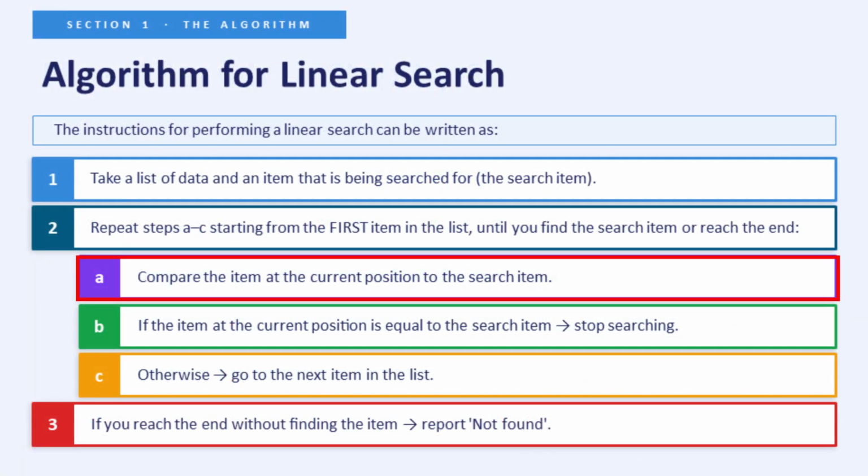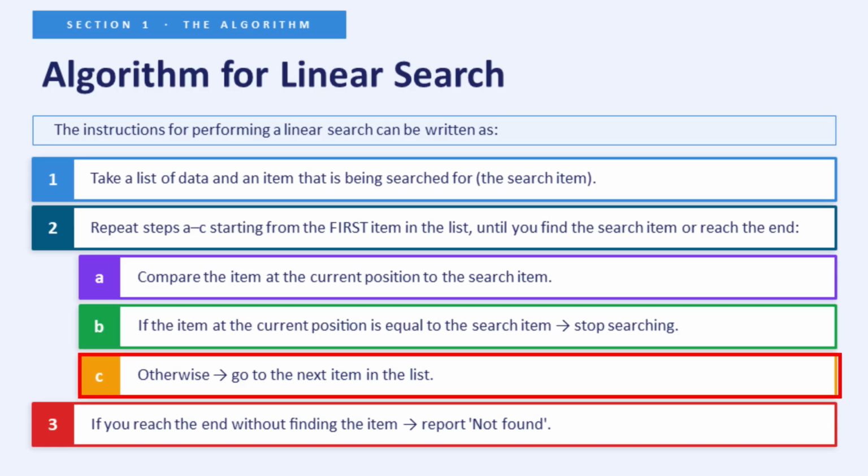Sub-step A was our comparison each time. Sub-step B fired on step 4 when we found 23. Sub-step C is what moved us from index 0 to 1 to 2 to 3 each time.